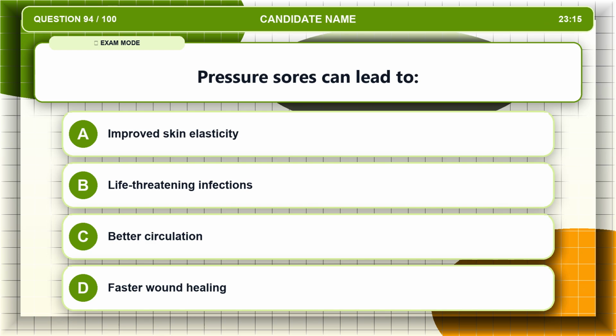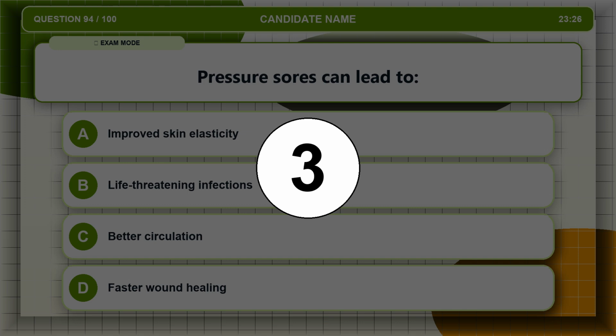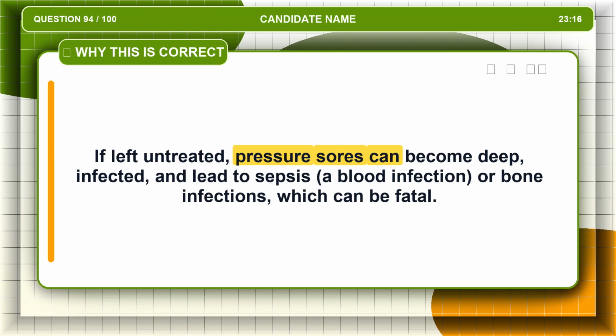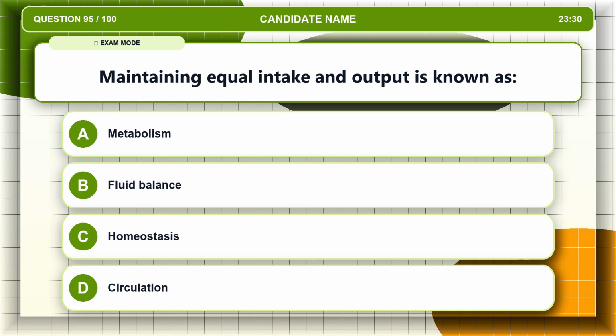Question 94. Pressure sores can lead to: Option A, improved skin elasticity. Option B, life-threatening infections. Option C, better circulation. Option D, faster wound healing. The correct answer is option B, life-threatening infections. If left untreated, pressure sores can become deep, infected, and lead to sepsis, a blood infection, or bone infections, which can be fatal.